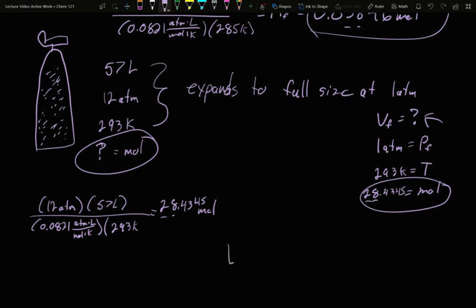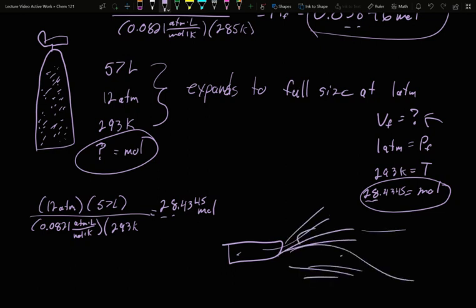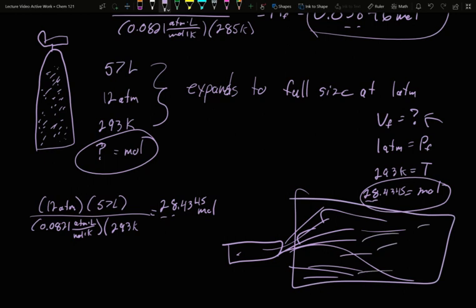So as this tank tipped over and burst open and the gas spread to fill the room, what I want to know is what is the volume it spread out into. So take a second. Now we know the moles. Find me that final volume. How much space does it take up?